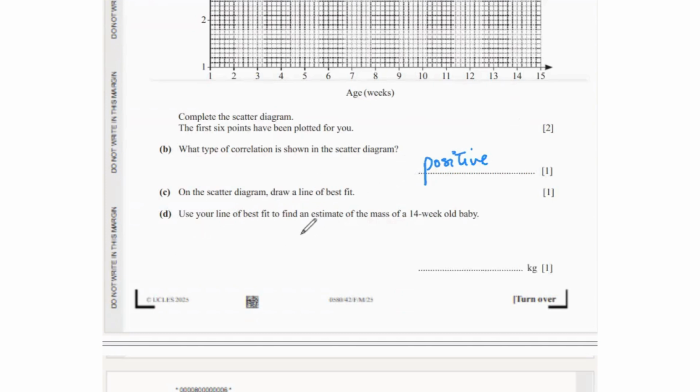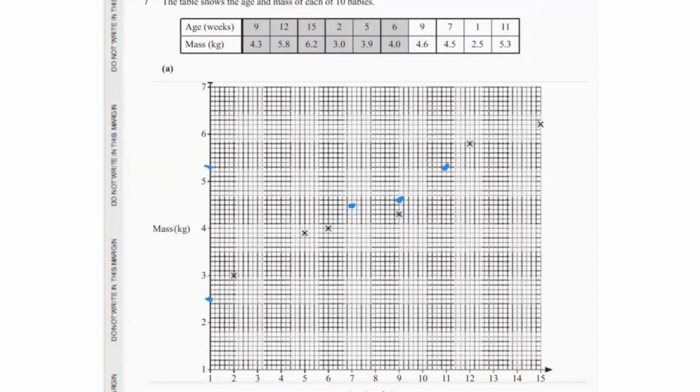On the scatter diagram, draw a line of best fit. Then using a line of best fit, find an estimate of the mass of a 14-week-old baby. Okay, first let's draw the line of best fit. For the line of best fit, you have to make sure that you have equal number of points above and below the line. So if we choose these points, we have 3 points above the line and we have 4 points below the line, which seems fine, it's a balanced line.